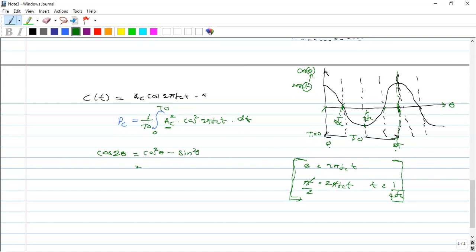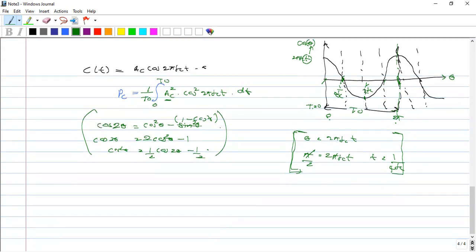So sin square t is equal to 1 minus cos square t. Here we can write, instead of this sin square t, 1 minus cos square t. So we have cos square t minus 1 plus cos square t, so you have 2 cos square t minus 1, and it is equal to cos 2t. So cos square t you can get as half cos 2t plus half. So you can get this value using this trigonometric identity.